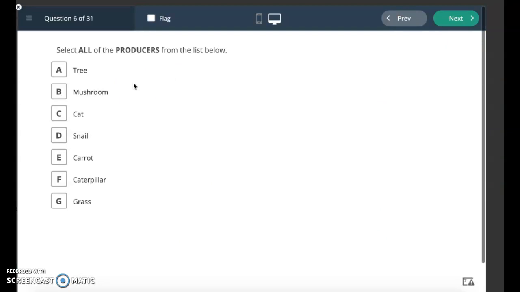Number 6, select all of the producers from the list below. Tree, mushroom, cat, snail, carrot, caterpillar, grass. Producers, all of them. 7, select all of the consumers from the list below. Tree, mushroom, cat, snail, carrot, caterpillar, grass.